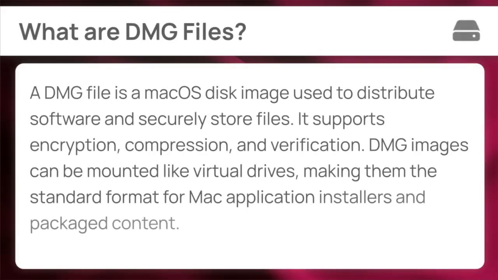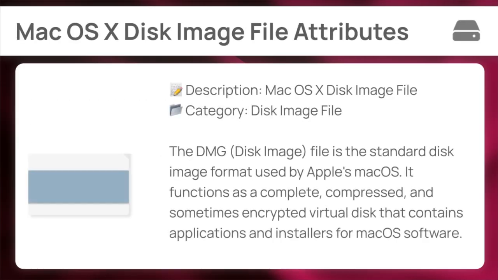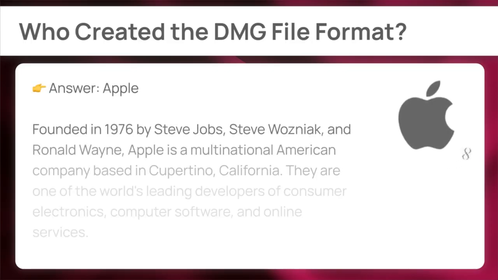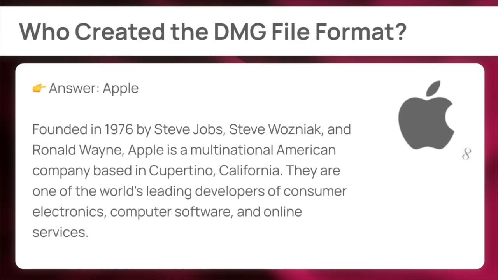The technical specification confirms the DMG is a specific instance of a disk image file. This file strictly adheres to the macOS X disk image file specification. The DMG disk image file is the standard disk image format used by Apple's macOS. It functions as a complete, compressed, and sometimes encrypted virtual disk that contains applications and installers for macOS software. Developed by Apple, the format is proprietary and structural.